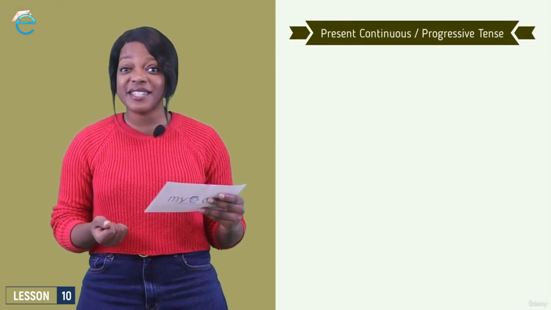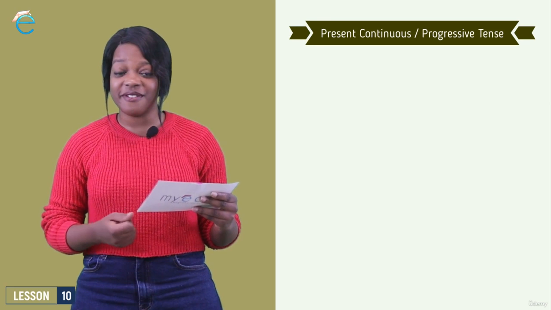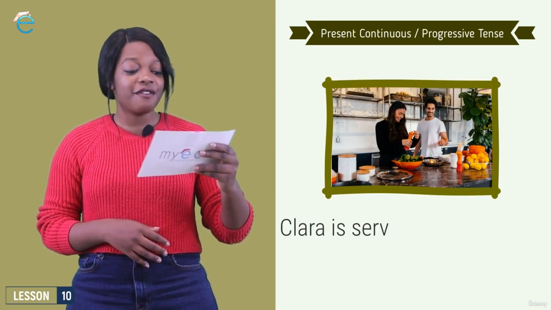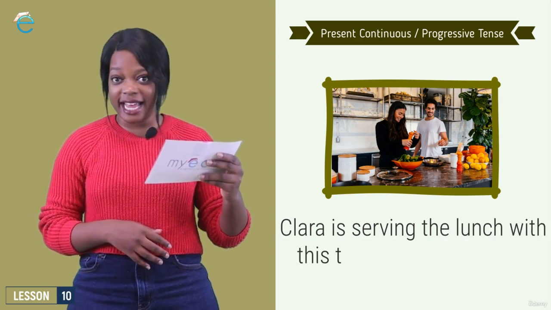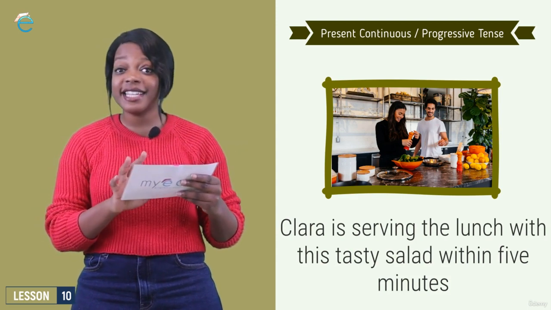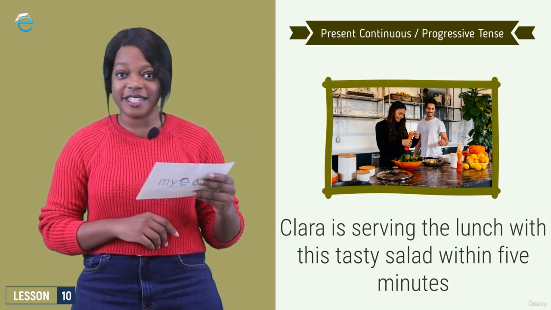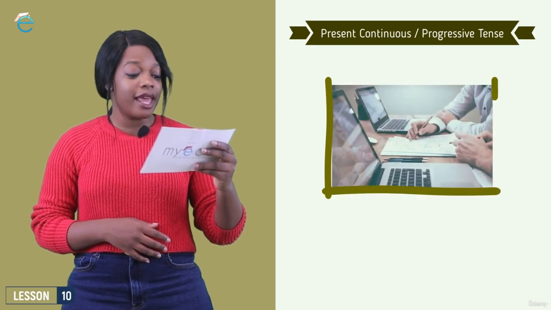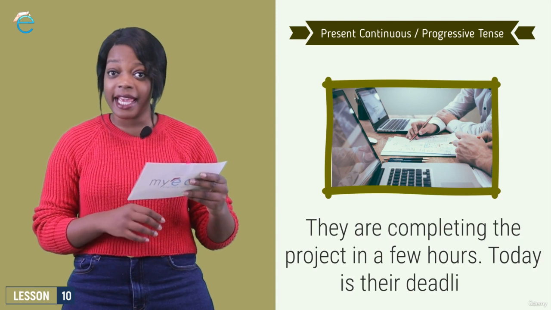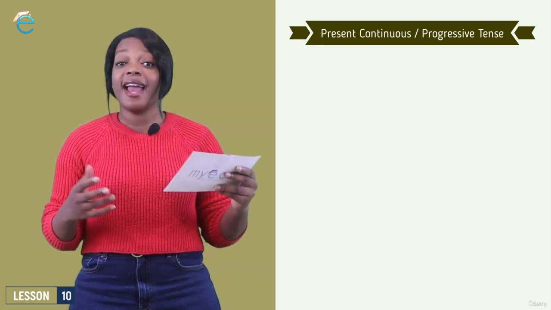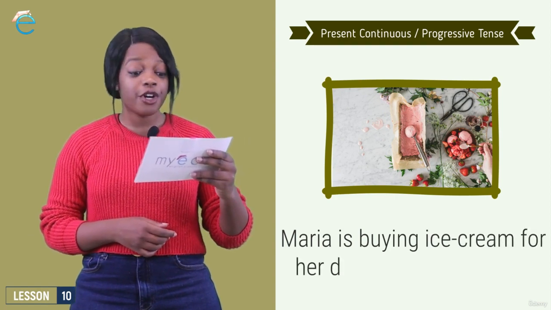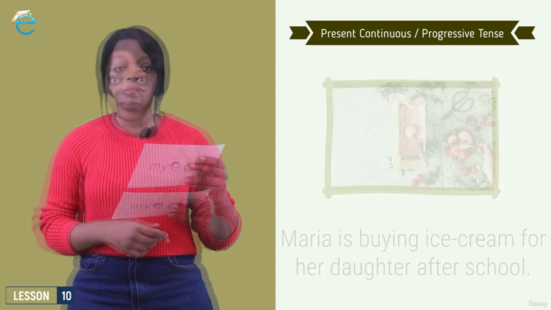Let's begin with present continuous or present progressive tense. Our first example says, Clara is serving the lunch with this tasty salad within 5 minutes. Clara is serving. Present continuous. Another example, they are completing the project in a few hours. Today is their deadline. And one more example, Maria is buying ice cream for her daughter after school.